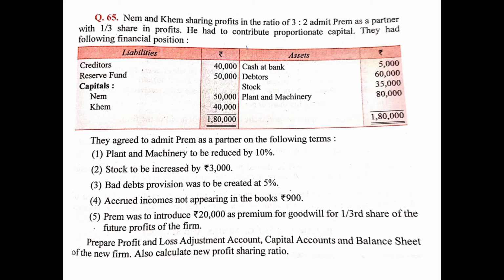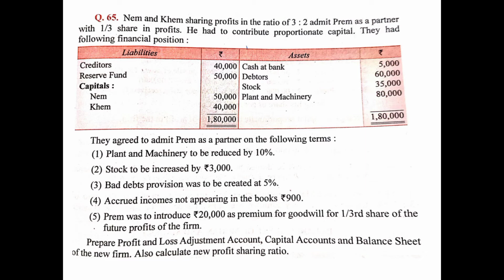And if we pass the journal entry, then the journal entry will be reserve fund account debited, as we have already discussed in previous parts, to old partners' capital account in the old ratio. Then the capital of Naam and Kaam is given. This is the opening balance which will be shown on the credit side of partners' capital account. Then on the asset side, you have cash at bank, debtors, stock and plant and machinery. They agreed to admit Prem as a partner on the following terms.